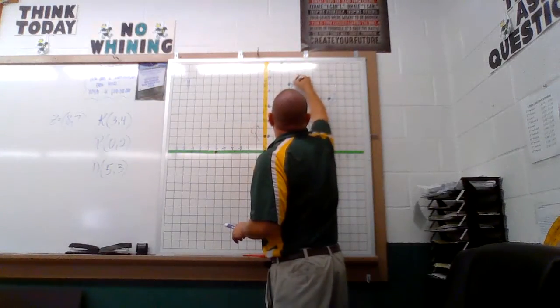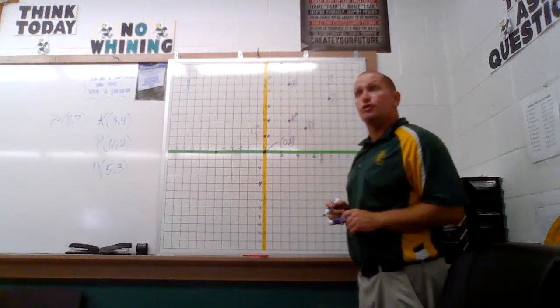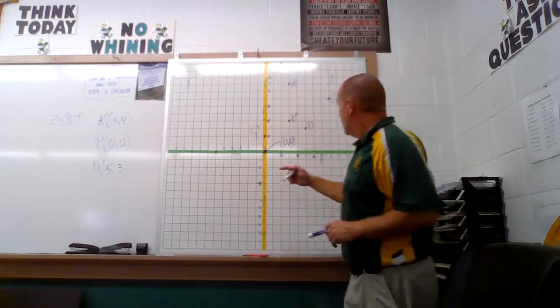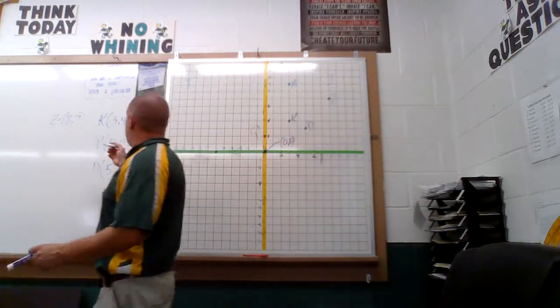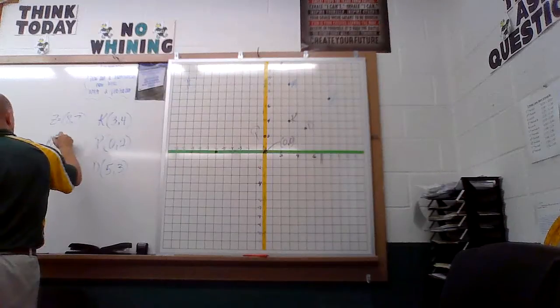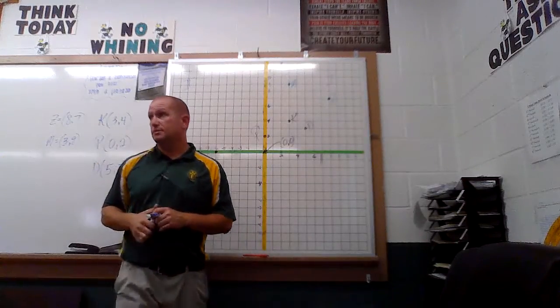Make sense? Okay, how about this one? Let's call it M. What is M? 3, 9, right? 3, up, 9. Okay, so again, M is 3, 9. All right?